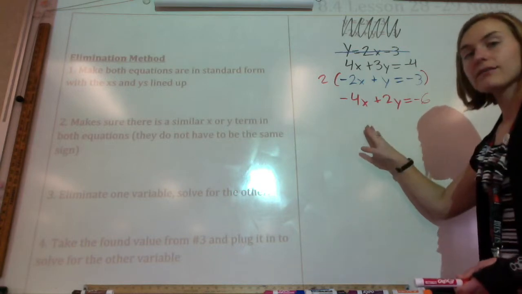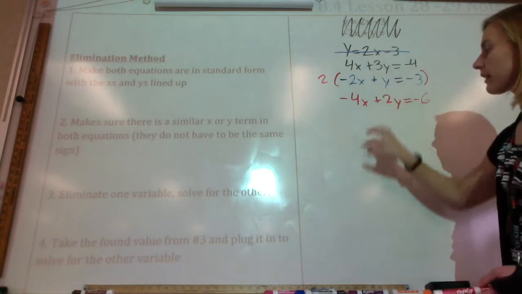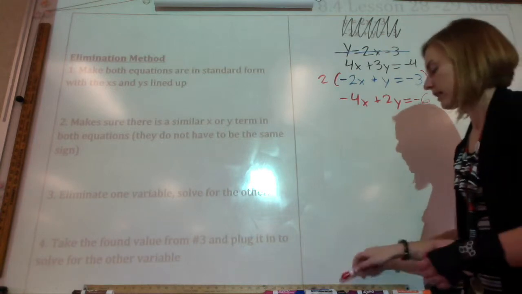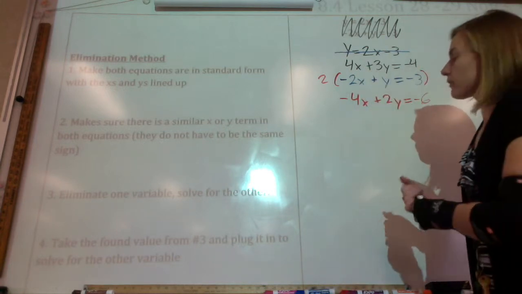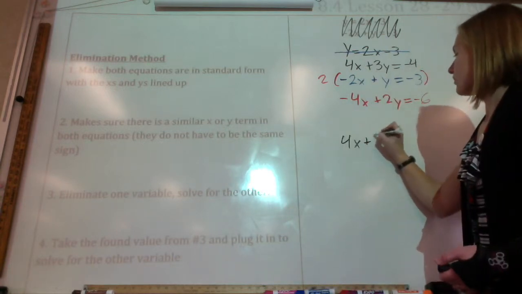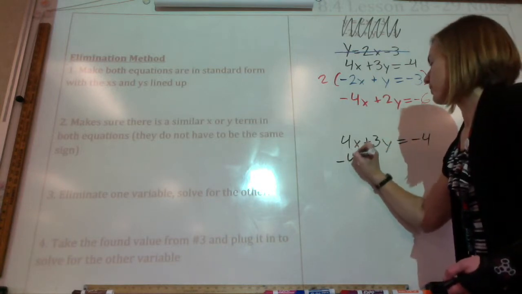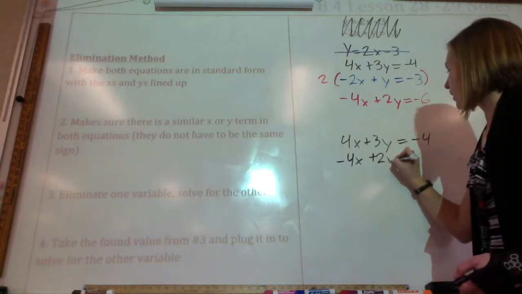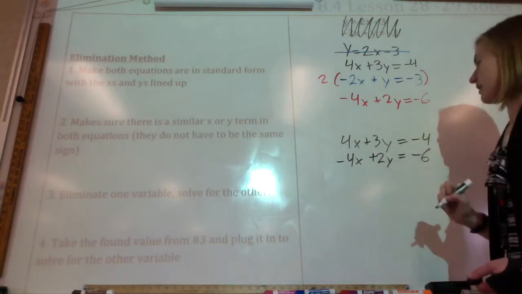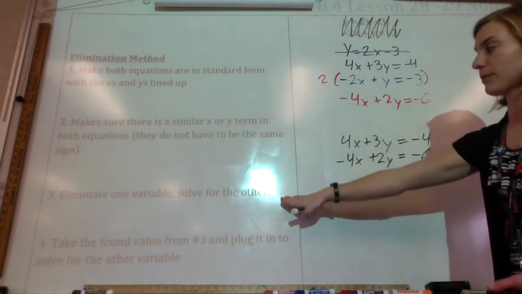Now that we have this equation changed, I like to rewrite the system so it's a little bit cleaner looking. So we'll take our original one, 4x plus 3y equals negative 4, and put it with the one we just changed around, negative 4x plus 2y equals negative 6. So now I can move on to step 3.